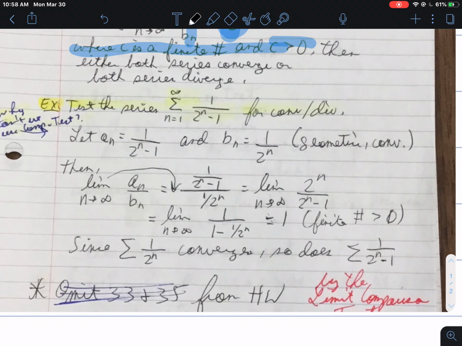All right, so we're going to let a sub n be the term of our series, 1 over 2 to the n minus 1. We'll let b sub n be our comparison series, 1 over 2 to the n, a convergent geometric series. We look at the limit of their ratios. The limit as n approaches infinity of a sub n over b sub n would be equal to the limit as n approaches infinity of 1 over 2 to the n minus 1 over 1 over 2 to the n, which would be the limit as n approaches infinity of, multiplied by the reciprocal, 2 to the n over 2 to the n minus 1. And in this case, I'm going to divide everything by 2 to the n.